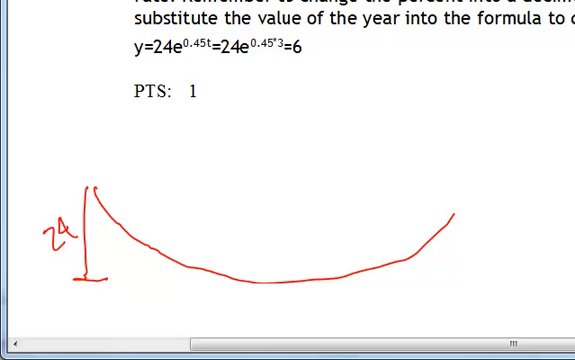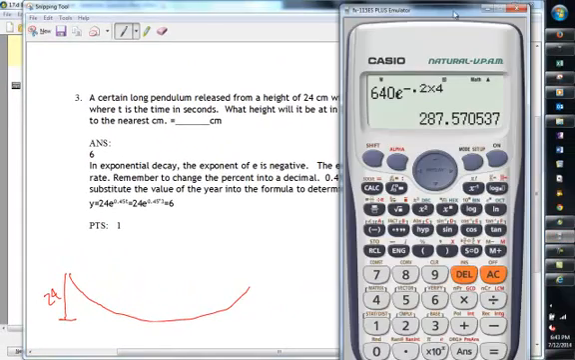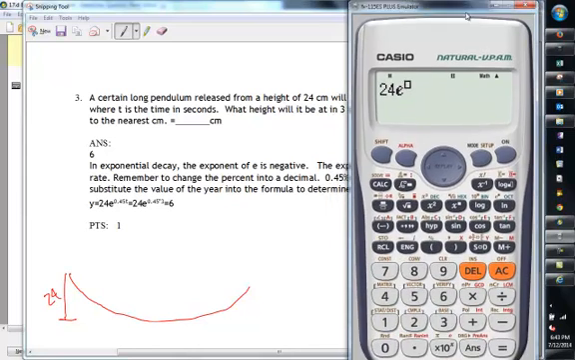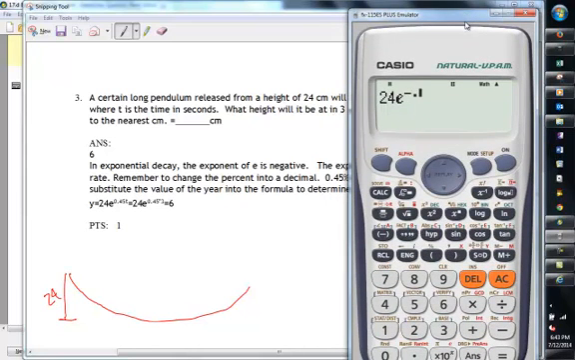So on our calculator, round your answer to the nearest centimeter. On our calculator, let's see here, we've got 24 E to the negative 0.45 times 3, and we get 6.2 centimeters, which is closest to 6 centimeters. All right.